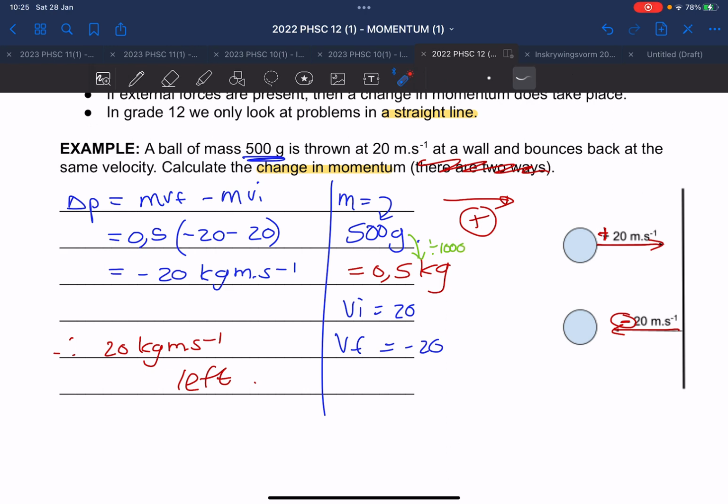Okay, so that's how I got to 0.5 kilograms. The initial velocity is 20, and then the final velocity is negative 20. Why negative? Because it's in a negative direction. So that negative is important, negative 20.